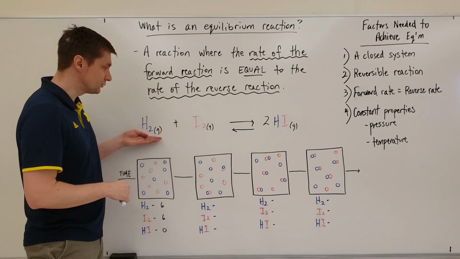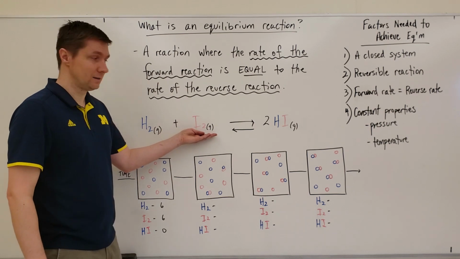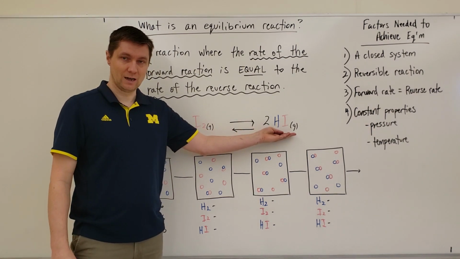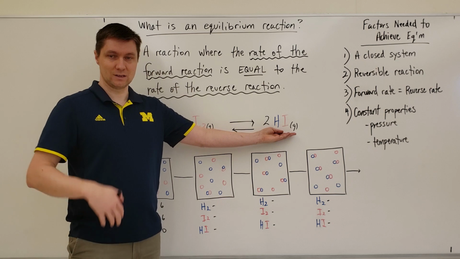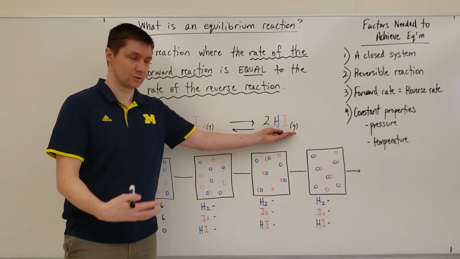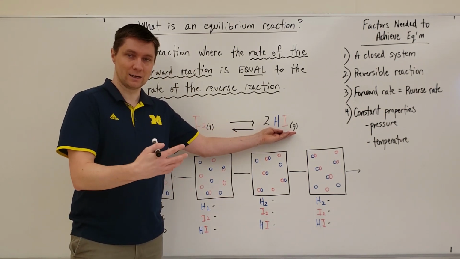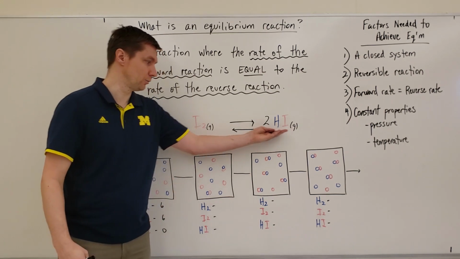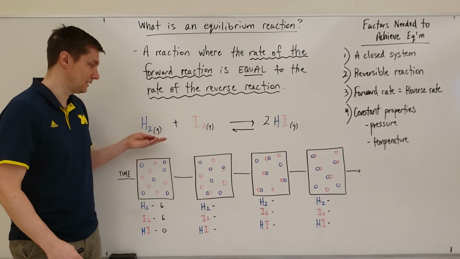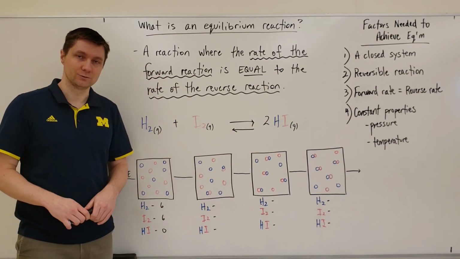So hydrogen gas reacts with iodine gas to make hydrogen iodide gas. And then simultaneously, while that reaction is going on, other hydrogen iodide gas molecules in that container would be decomposing into iodine gas and hydrogen gas.